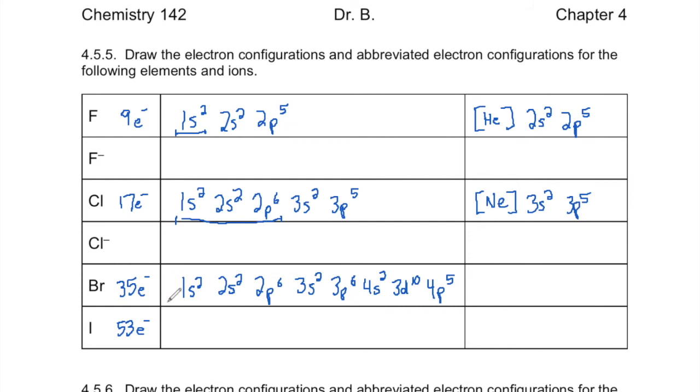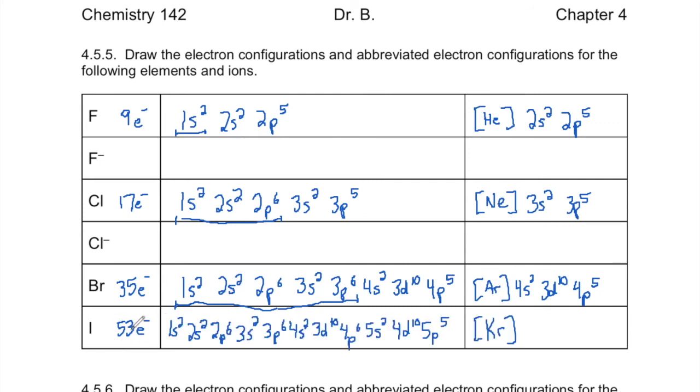Then we have bromine with 35 electrons. It's 1 electron short of being like krypton. So instead we'll have to abbreviate this part. This first 18 electrons are like argon, and then we have another 17 electrons after that, 4s2, 3d10, 4p5.